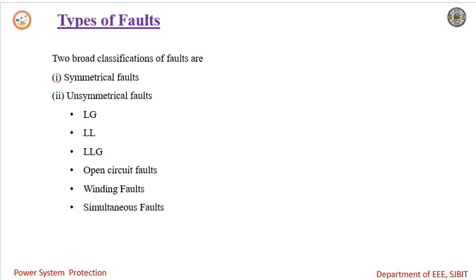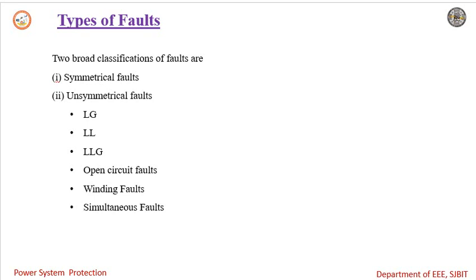The examples for symmetrical faults are three-phase short circuit and three-phase to ground faults. If there is a three-phase short circuit, the effect will be the same on all three phases of the power system. So this power system still will be under balanced condition, so it is called a symmetrical fault.